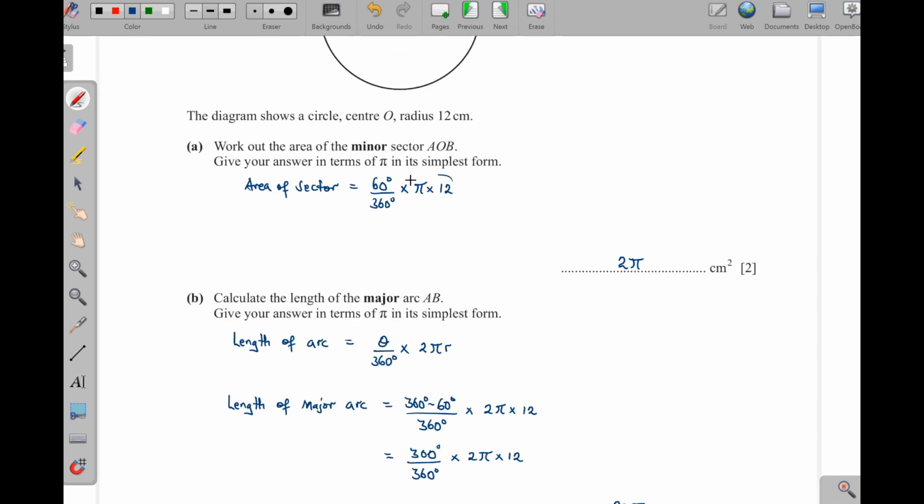Oh, pardon me, up here I think I messed this up. The area of a circle is pi r squared, so I have to put a square here.